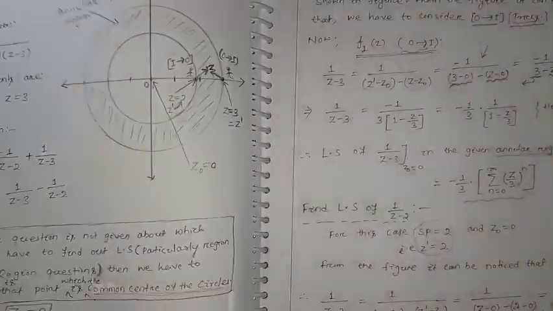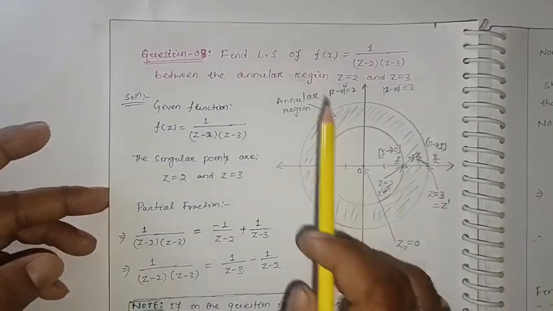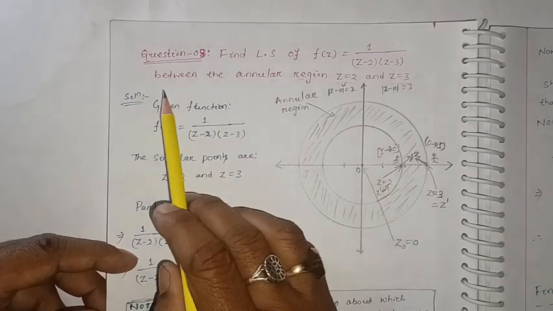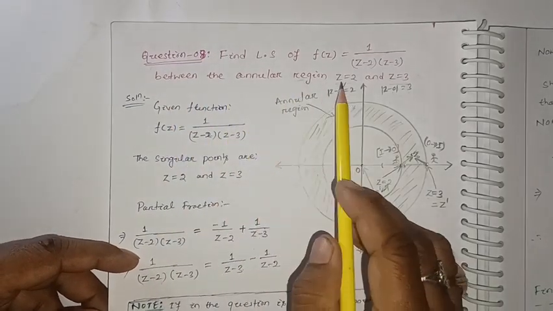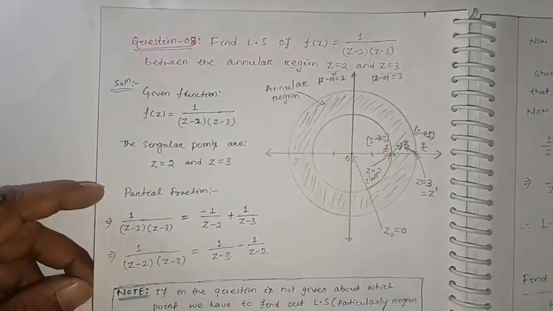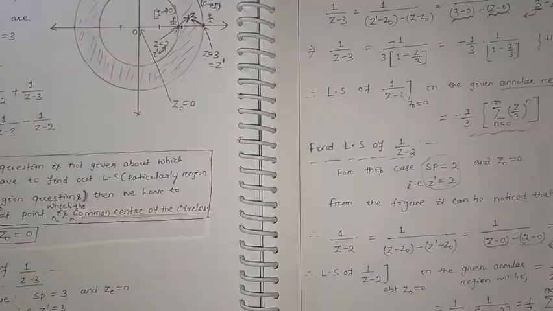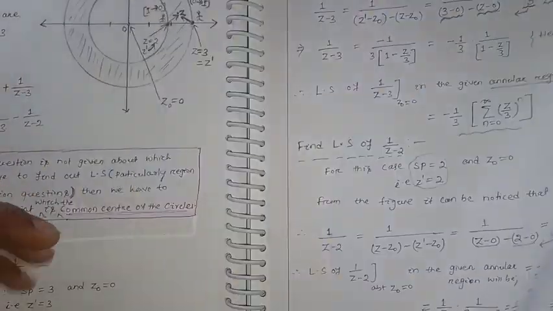In detail, we discussed it. Question number 8, Laurent series of 1 by z minus 2 into z minus 3, in between the annular region mod z equal to 2 and mod z equal to 3, in detail we discussed. What the Laurent series in this region will be for this function, in detail we discussed. You go through that and practice for your exam.